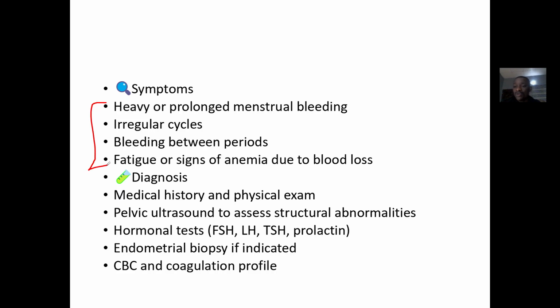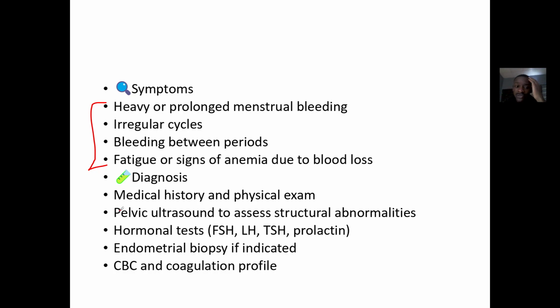The issues that such patients have when they have abnormal uterine bleeding are that their menstrual bleeding is longer than normal, heavy, with an irregular cycle, so they are no longer bleeding within 28 days. Bleeding between periods, fatigue, or signs of anemia. You diagnose it from medical history and examination, then you can do imaging to confirm the structural issue causing it.